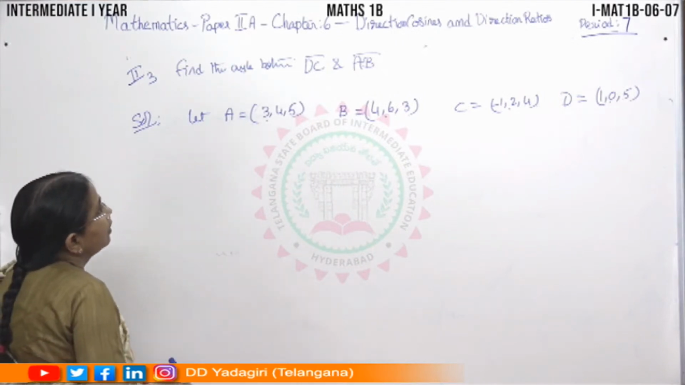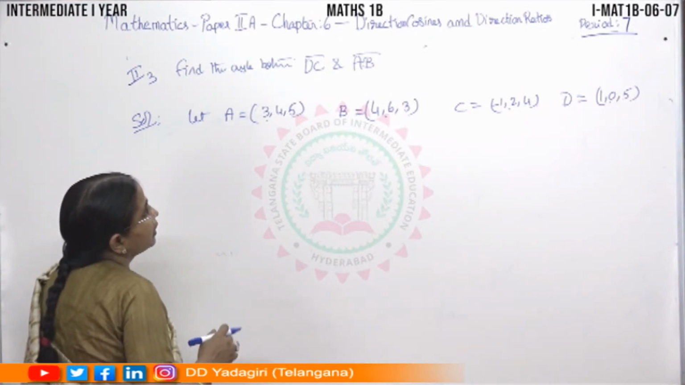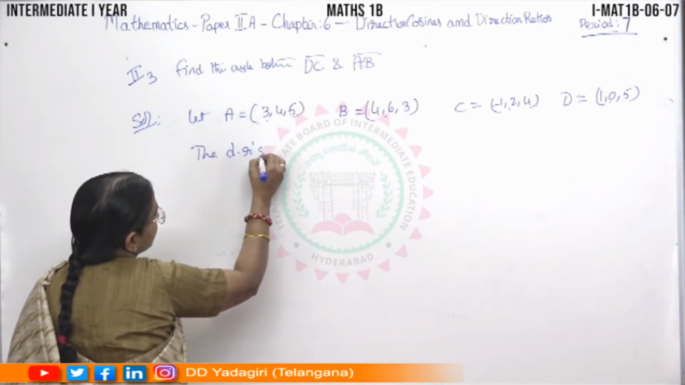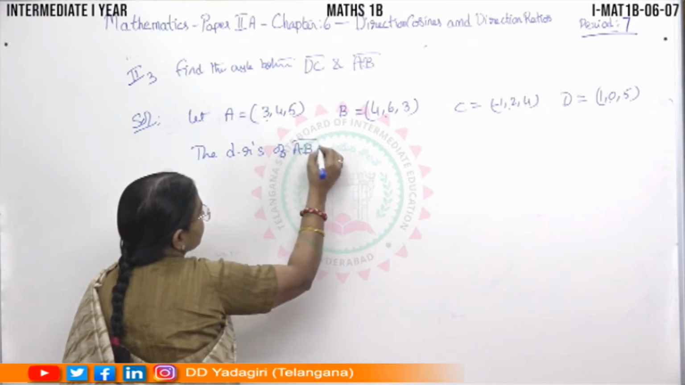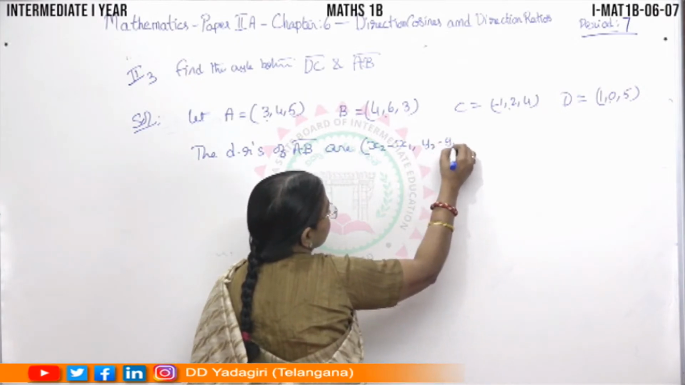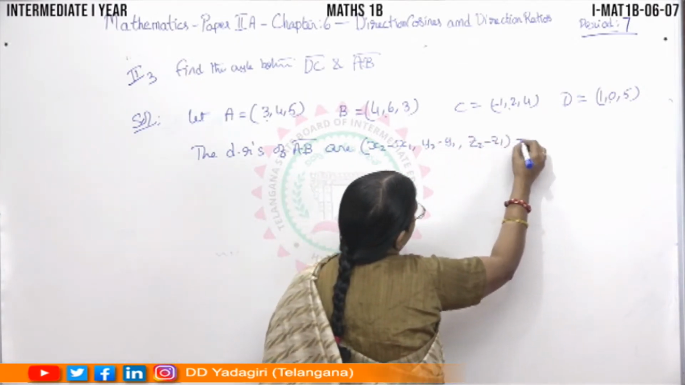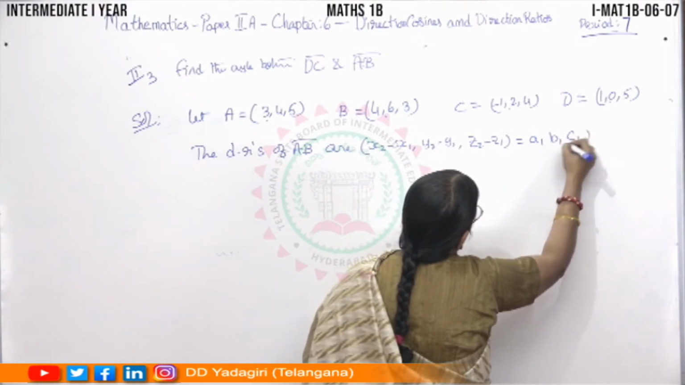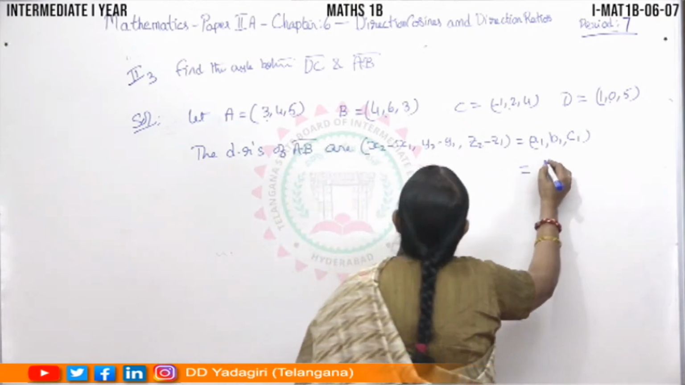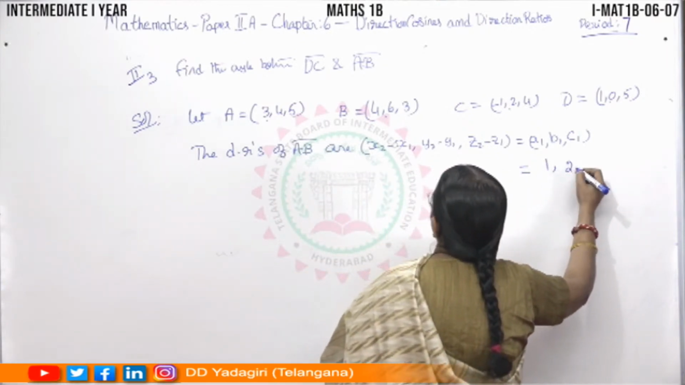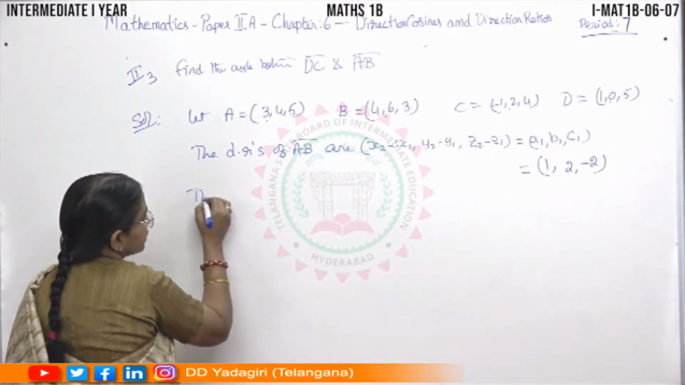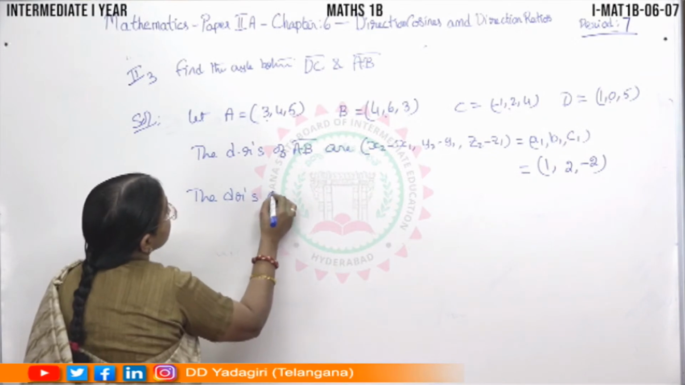So we'll find the angle between AB and DC. So first we'll find AB. The DRs of AB are x2 minus x1, y2 minus y1, z2 minus z1. That is A1, B1, C1. When you simplify, it is 4 minus 3, that is 1, 2, and then minus 2. So you get like this. Now we'll write the DRs of DC.